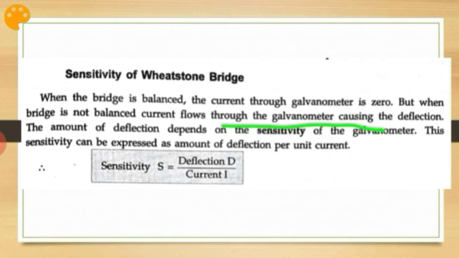It means that when the bridge is unbalanced, that is, not balanced, a current flows through the galvanometer. The amount of deflection of the galvanometer depends on the sensitivity. This sensitivity can be expressed as the amount of deflection per unit current. So sensitivity is equal to deflection D divided by current.